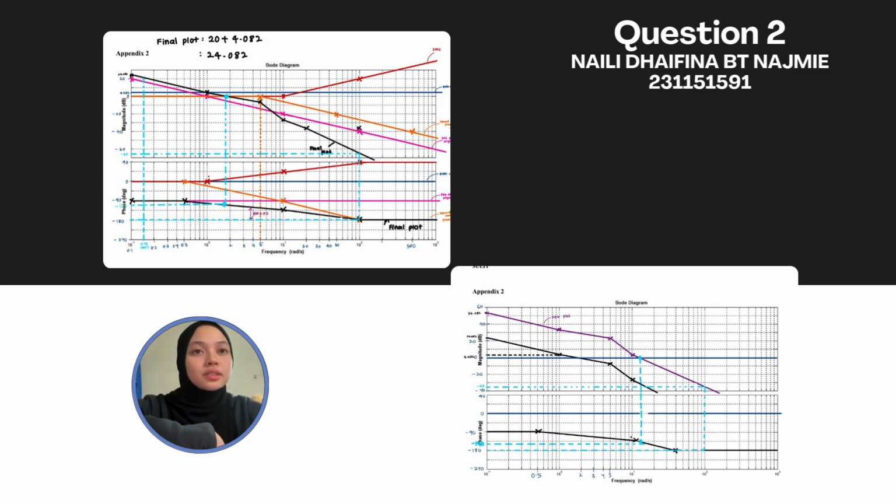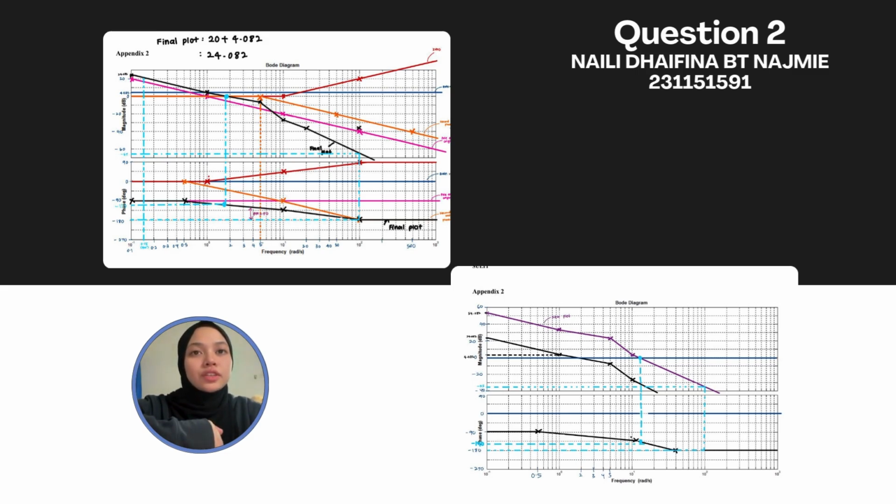I will explain the Bode plot and stability analysis for a unity feedback control system. So the given transfer function is G(S) equals K(S plus 10) over S(S squared plus 8S plus 25), where the gain K is 40 over 25. Thus the gain in decibel is 4.082 at 1 radian per second.